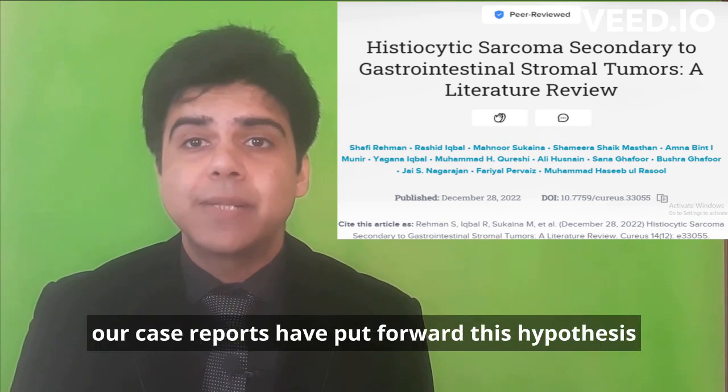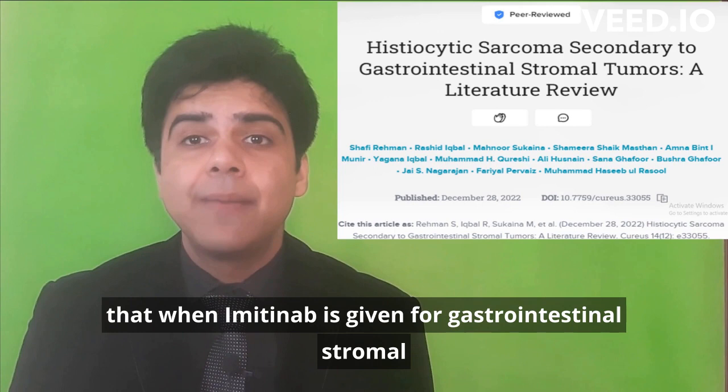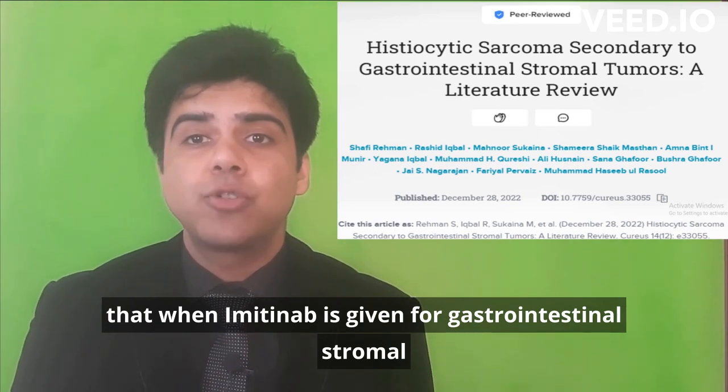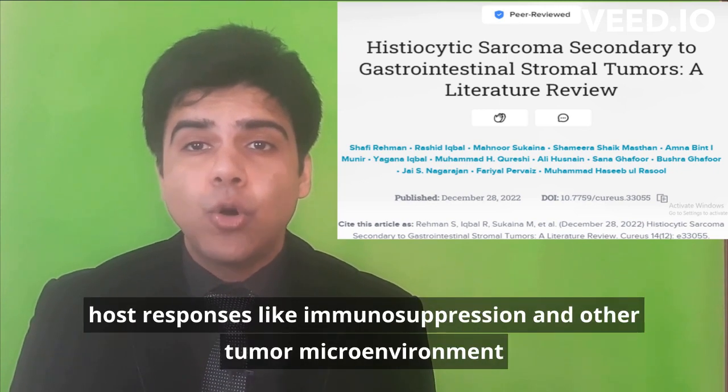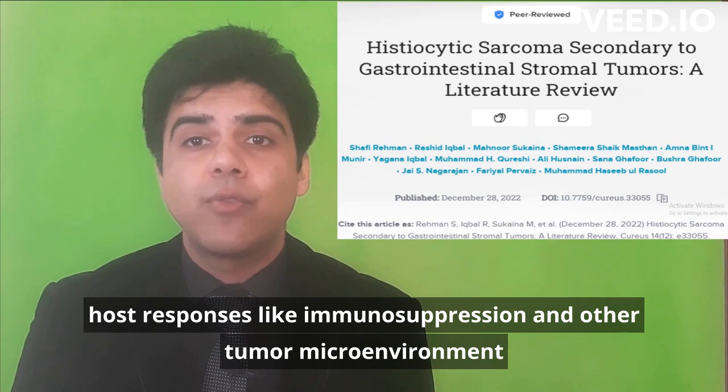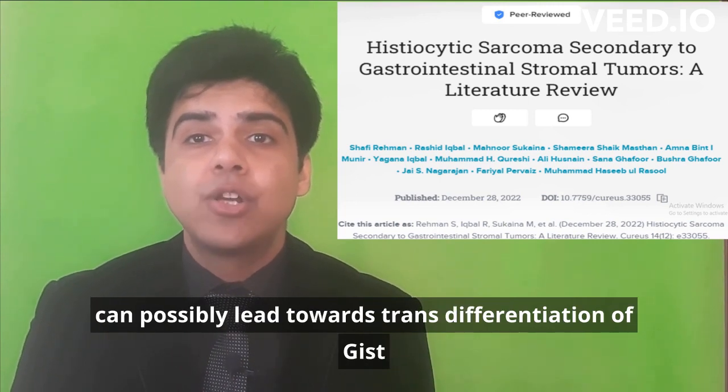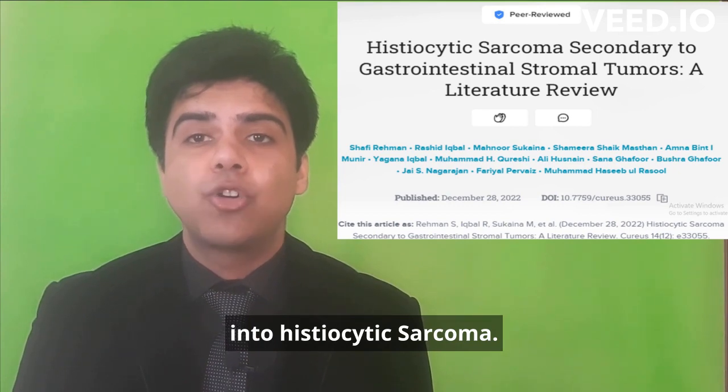Therefore, Tong et al. in one of our case reports put forward the hypothesis that when imatinib is given for gastrointestinal stromal tumor, along with imatinib, other intrinsic host responses like immunosuppression and the tumor microenvironment can possibly lead towards transdifferentiation of GIST into histiocytic sarcoma.